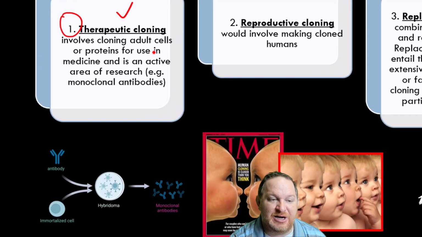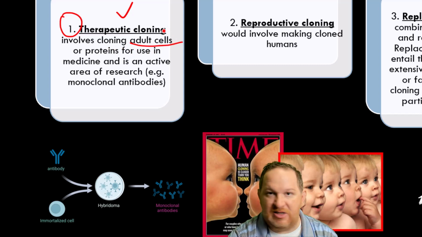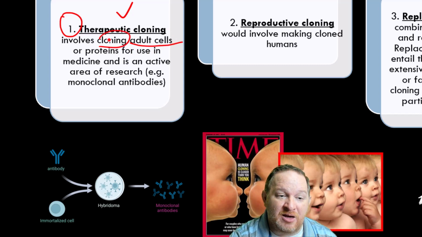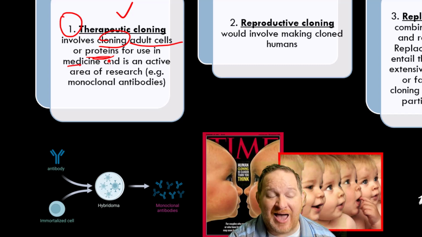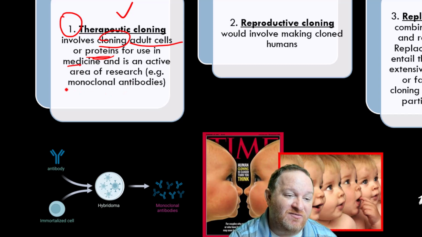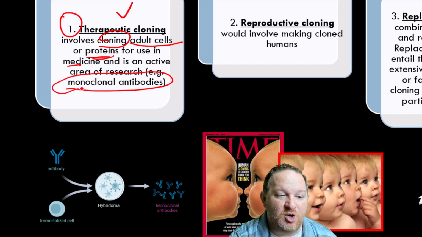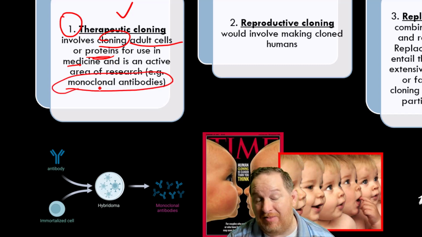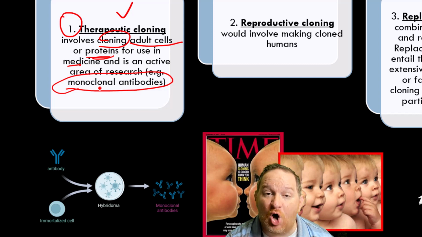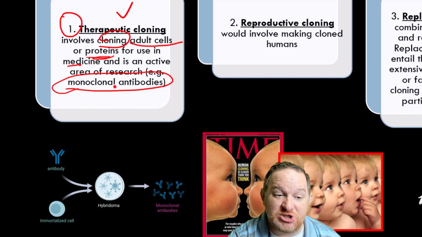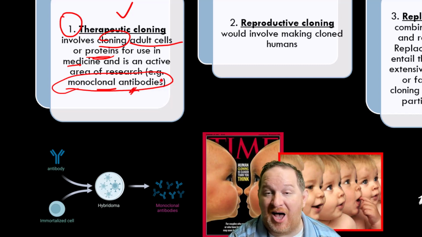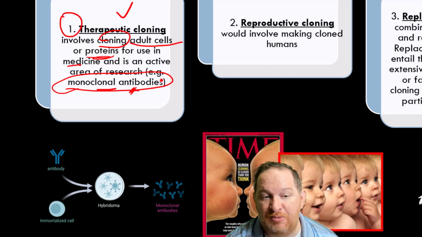This is the idea of taking some adult cells, right? Some of the cells that are in an adult, cloning them or the proteins for use in medicine. This is a very active area of research. And if you remember, monoclonal antibodies were really big, or they may be still big, when in the COVID pandemic. Basically just cloning antibodies and then injecting them, right?